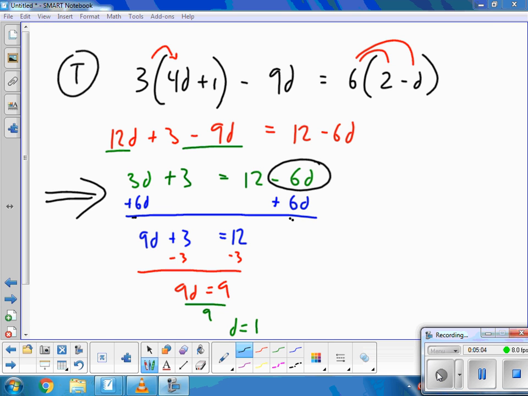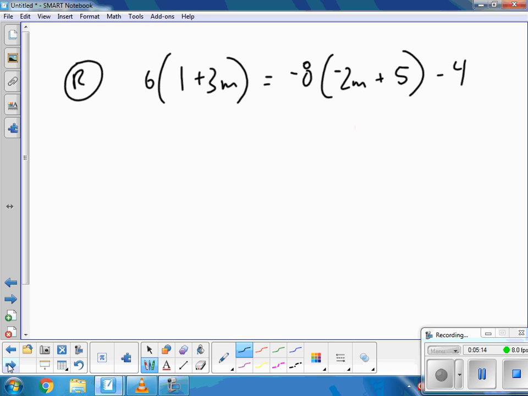Some of you might have subtracted 3d from both sides, and you can do that and you will get the same answer. You should have gotten d equals 1. So the thing about equations is you can solve them in a bunch of different ways, as long as you do it to both sides of the equation. Again, for the next problem, we're going to press pause and you work it out and compare it with mine.